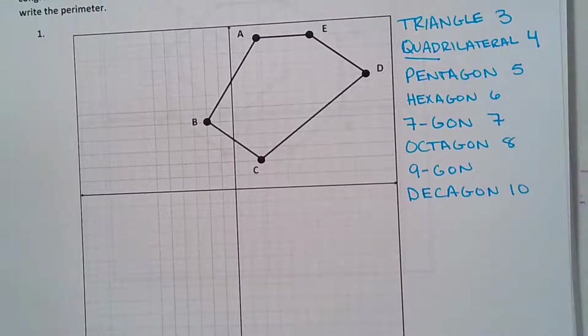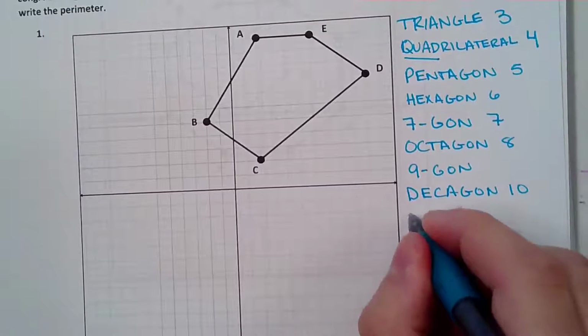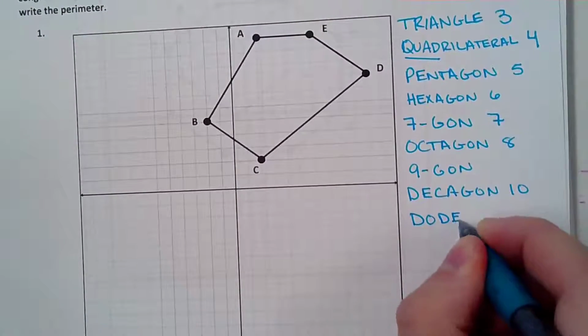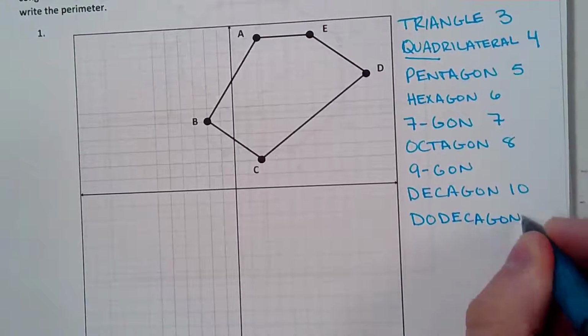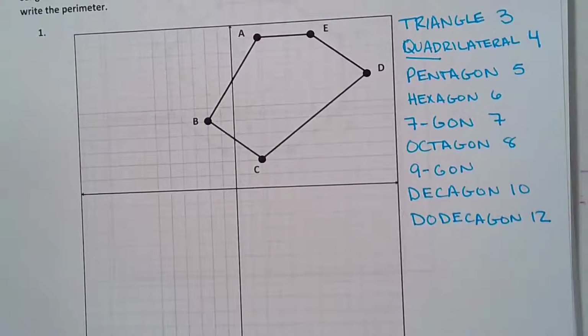Then we have 11-gon, boring. 12-gon has a special name, dodecagon. Do meaning 2, dec again meaning 10, because December is the 10th month of the year. So 12 total. After that, we just call it a 13-gon, 14-gon, 15-gon, you know. There's probably names, but who cares?